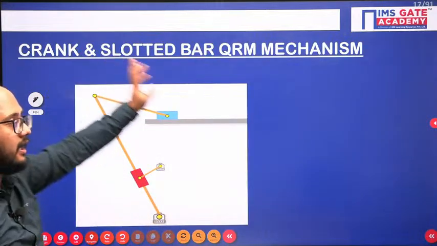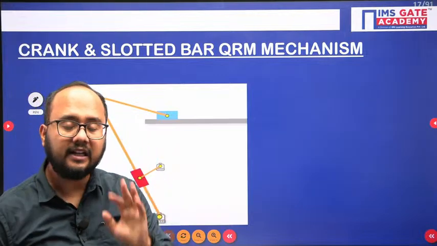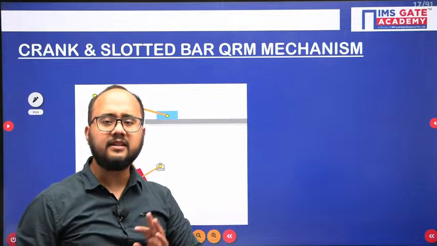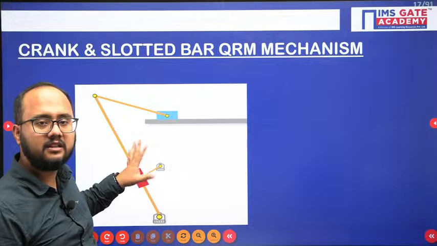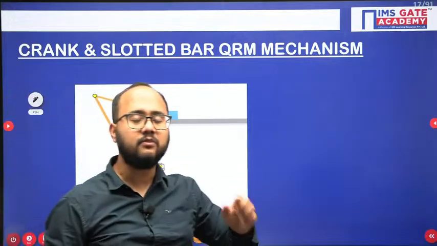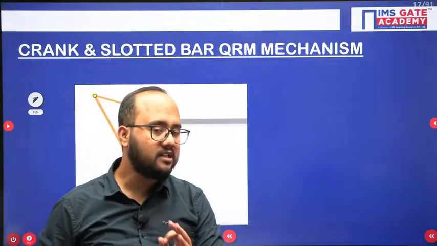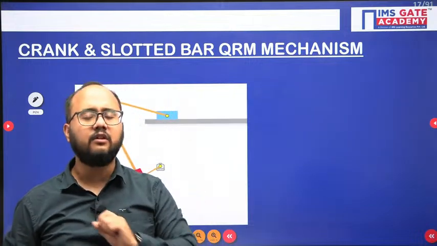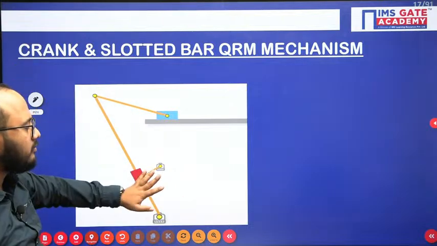Now, there are two quick return motion mechanism problems, and I will tell you a simple trick here. Okay, a very simple trick that you need to understand. Whether it is the crank slotted bar mechanism or the Whitworth quick return motion mechanism, you just need to know what the extreme position diagram is. If you know the extreme position diagram, you can easily solve any of the given problems, right? So the crank slotted quick return motion mechanism looks like this.